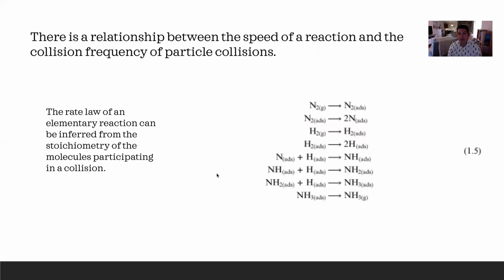All right, now the rate law of an elementary reaction can be inferred from the stoichiometry of the molecules participating in a collision. An elementary reaction is part of a mechanism. Now, normally for a given reaction, we would never look at the stoichiometry to determine the rate law, but an elementary reaction is one of the smaller individual steps that are part of a reaction mechanism. So we'll stop here and pick up with this slide in part 2.